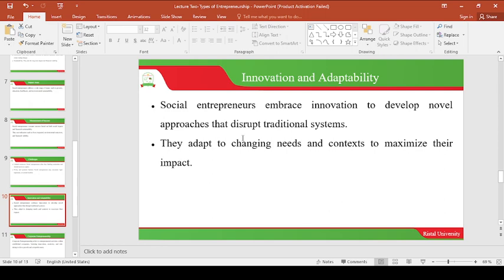It favors people like you who are working. You don't need to think about work and think about classes at the same time. You can have the resources online. You study at your own pace so long as you are following the academic programs, etc. So by doing that, the organization is actually trying to be innovative and wipe away the traditional ways of doing things. The next one is they adapt to changing needs and context to maximize their impact.